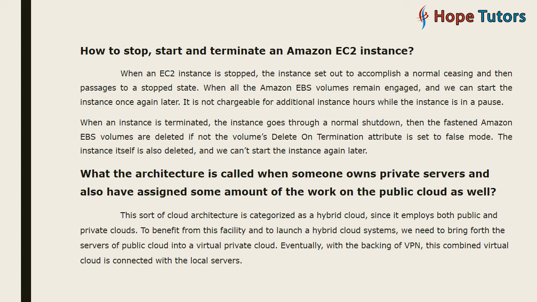What is the architecture called when someone owns private servers and has also assigned some amount of the work to the public cloud as well? This sort of cloud architecture is categorized as a hybrid cloud, since it employs both public and private clouds. To benefit from this facility and to launch a hybrid cloud system, we need to bring the servers of the public cloud into a virtual private cloud. Eventually, with the backing of a VPN, this combined virtual cloud is connected with the local servers.